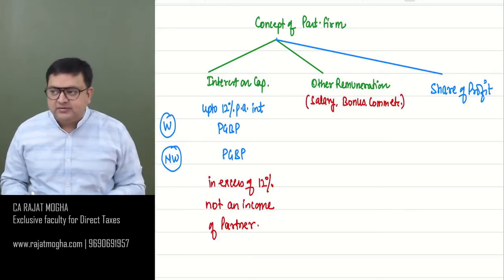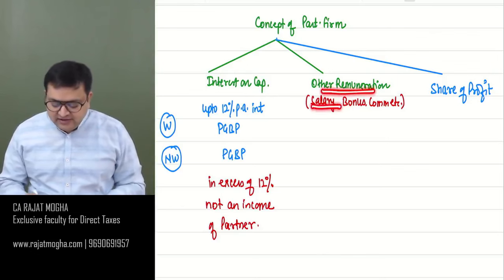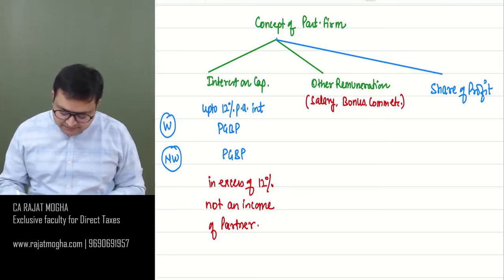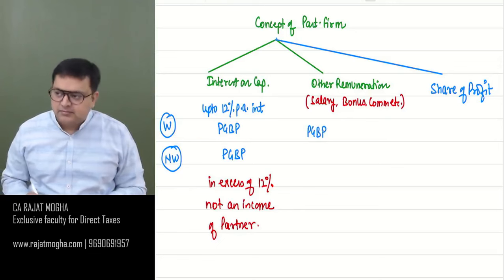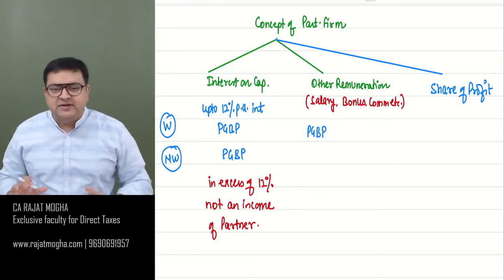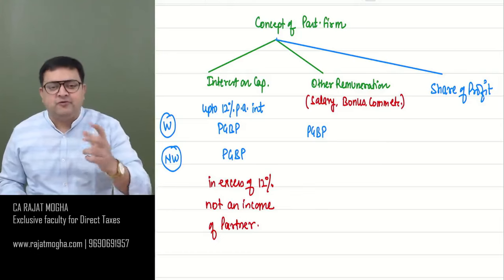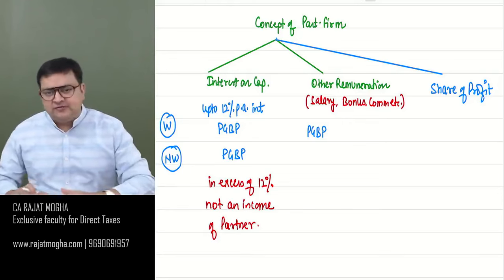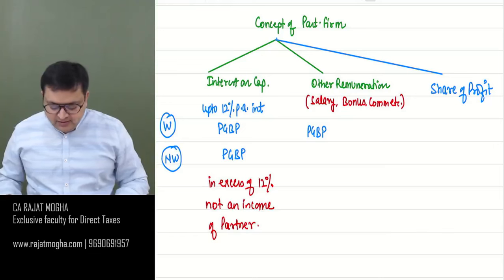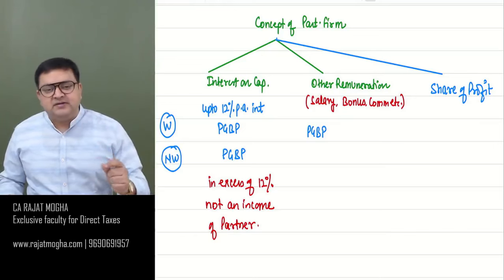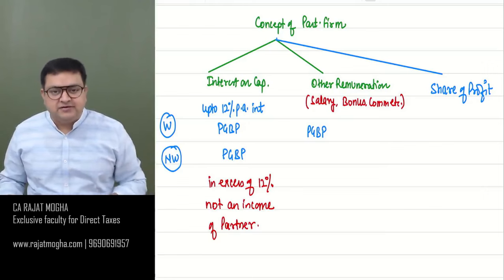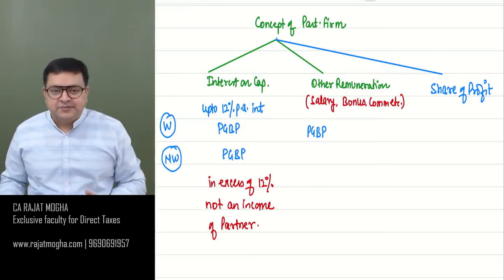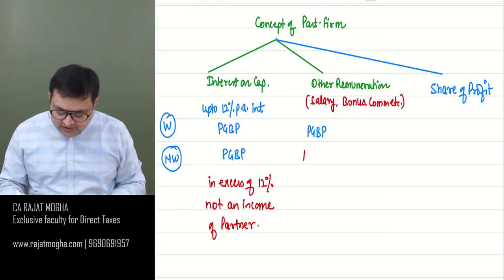Other remuneration, when they get salary, bonus, commission, etc. For a working partner, it is a PGBP income. As of now, you can understand working partner is a PGBP income. Although there is one more thing, the students who know about 40(b), it is PGBP income up to the limit of 40(b), but right now I'm not writing it. As of now, this much is sufficient. So if the partner is receiving salary, bonus, commission, other remuneration from the partnership firm, because it is allowed to the firm, it becomes income for the partner. But for a non-working partner, it is not an income, not taxable.